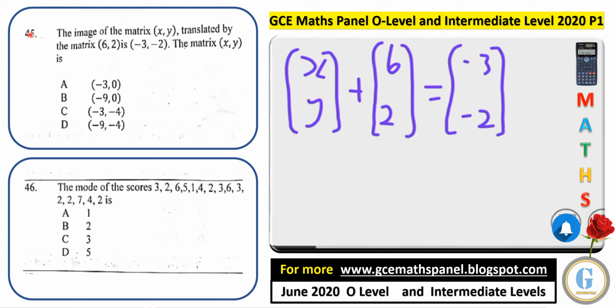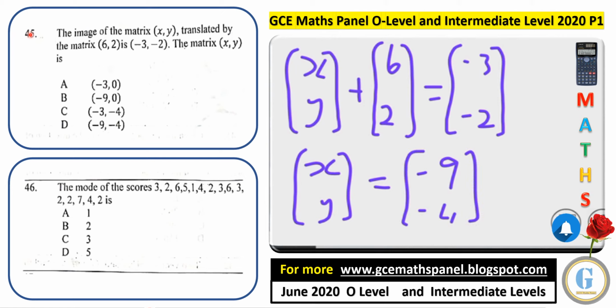So from here we solve for XY. When you subtract this translation matrix from both sides, we'll have -9, -4. So this is what you have, -9, -4. So the key here is D for question 45.